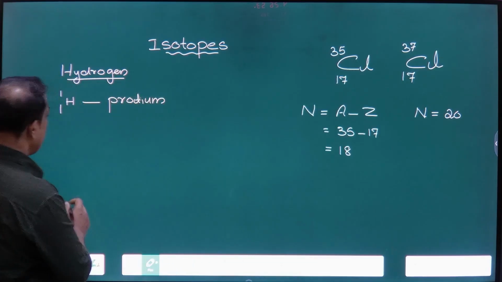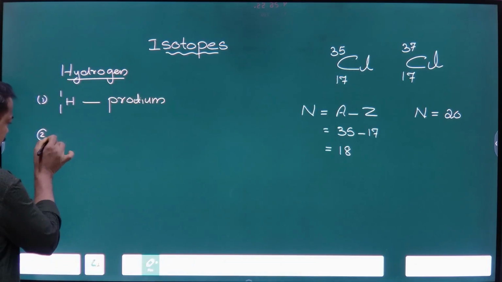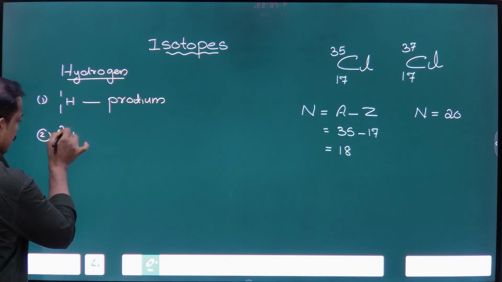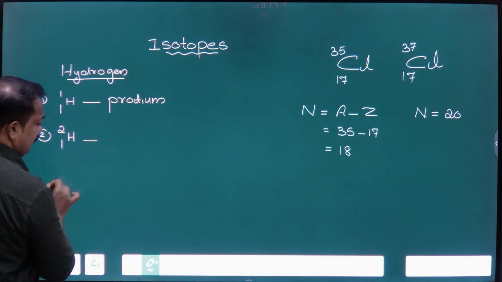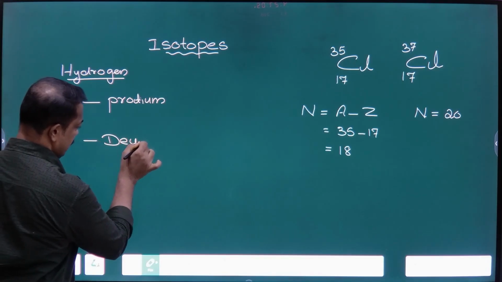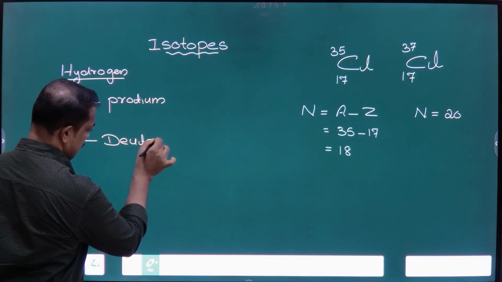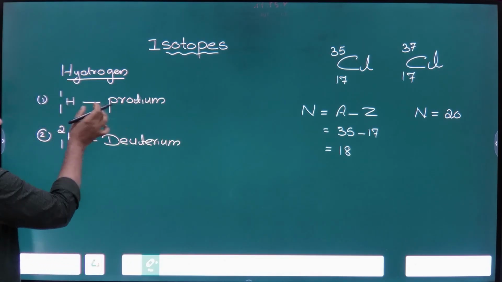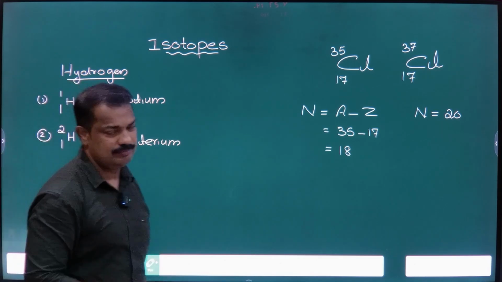And another isotope of hydrogen, the second one, 1H2. The name of this isotope is deuterium. Du means 2, pro means 1, D means 2.